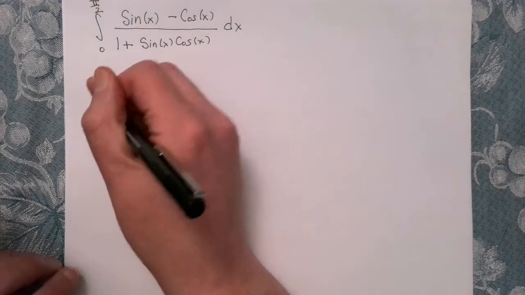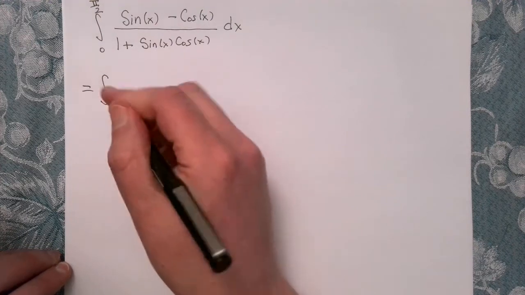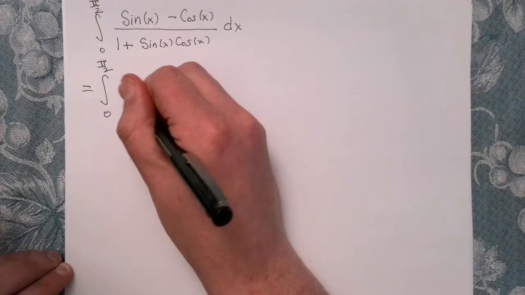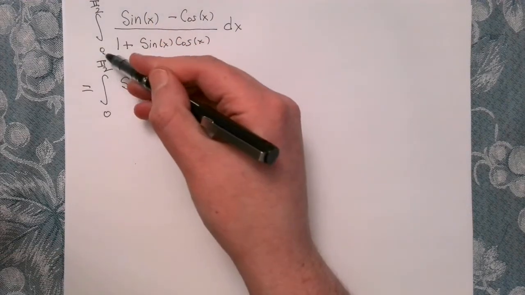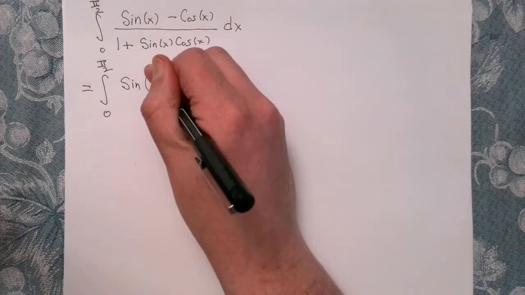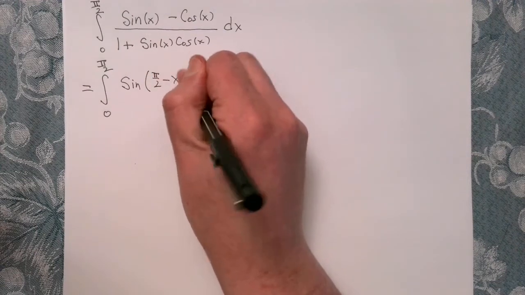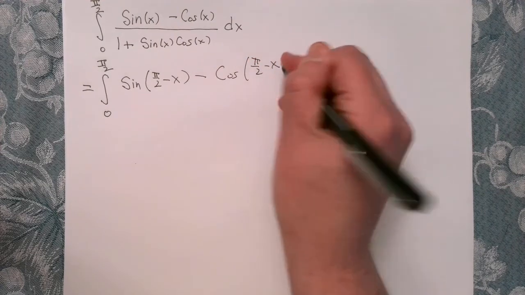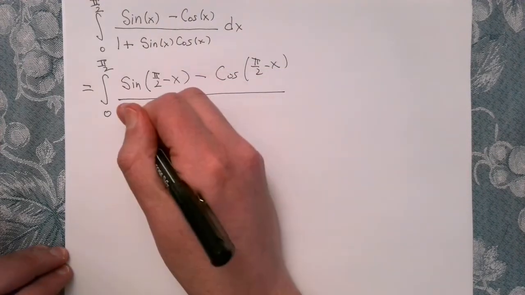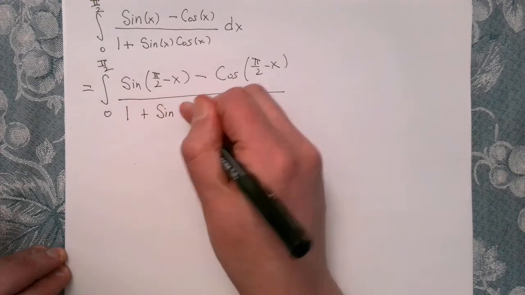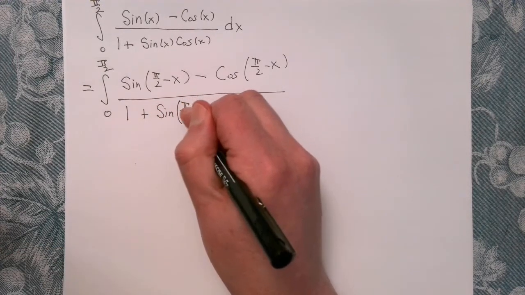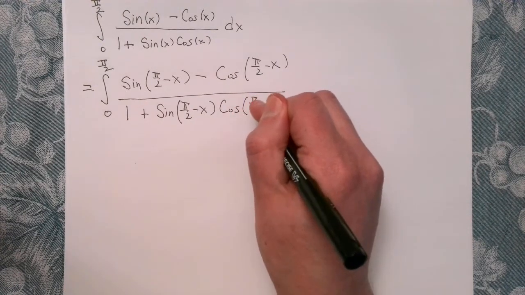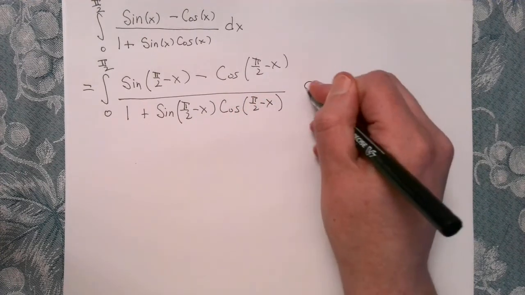So that means that I can really think about our original integral in this way. So this is the integral from 0 to pi over 2. I've got sine of, well, a plus b would be, well, pi over 2 minus x, minus the cosine of pi over 2 minus x. That's all over 1 plus the sine of pi over 2 minus x times the cosine of pi over 2 minus x, dx.